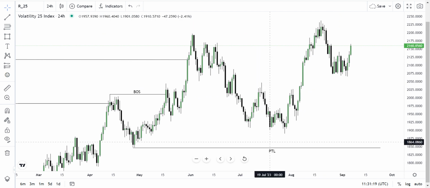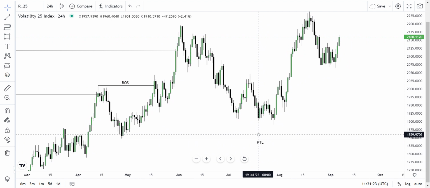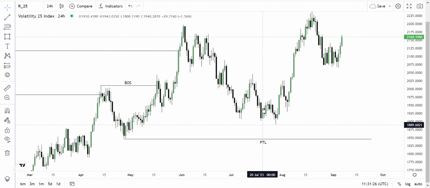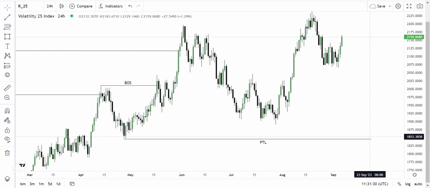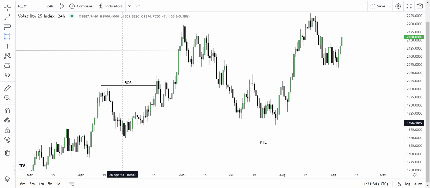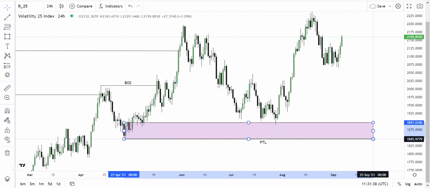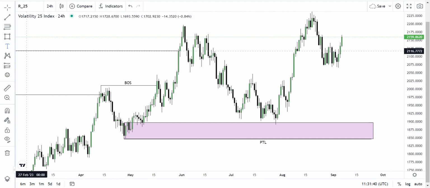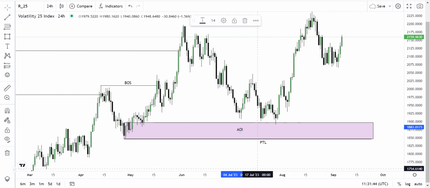Now, this is our protected low at this point. I want to tell us how we got our valid area of interest around this point. If this is our protected low, we are not expecting the market to break at this point. Our valid area of interest will be there. This is our AOI, our valid area of interest.